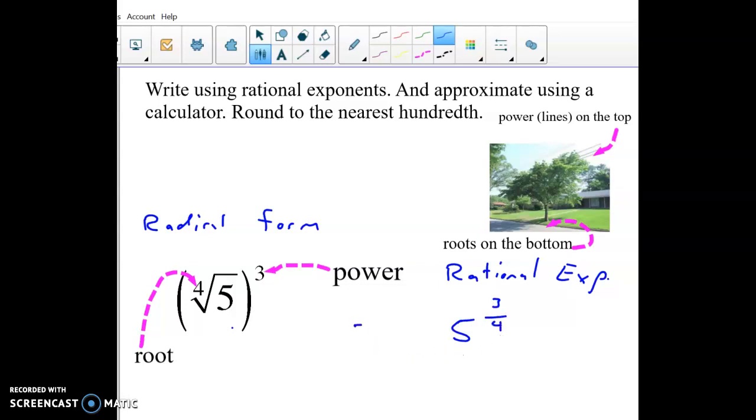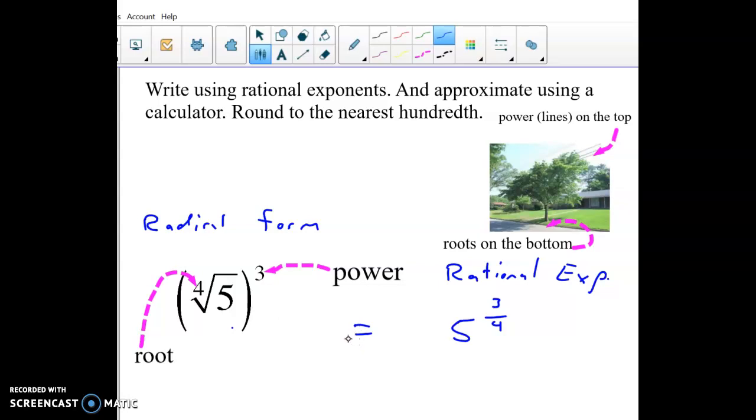When you convert, the trick to help you remember is that the power goes up in the fraction, like power lines up in the sky. The root or index goes in the denominator, like tree roots. So think of power lines and tree roots. The power goes up and the root goes down. Again, these two things are equal. If you type these two different expressions in your calculator, you get the same value.